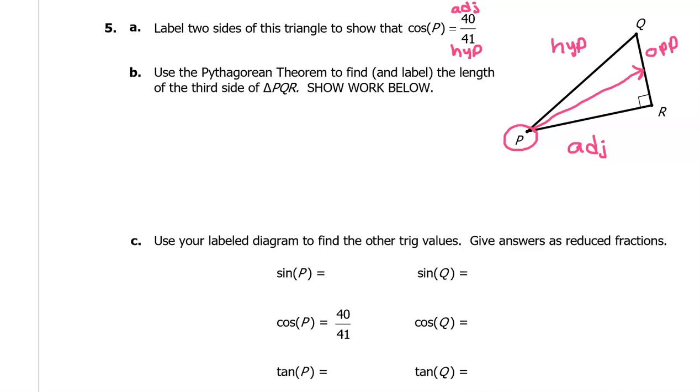So let's fill in the two numbers that we are given. 40 is the adjacent side, so this side is 40. And then 41 is the hypotenuse. So we have 41 right here. Use the Pythagorean theorem to find and label the length of the third side of triangle PQR. All right, so we're going to be finding this side over here. You know what? I'm just going to call it x for right now.